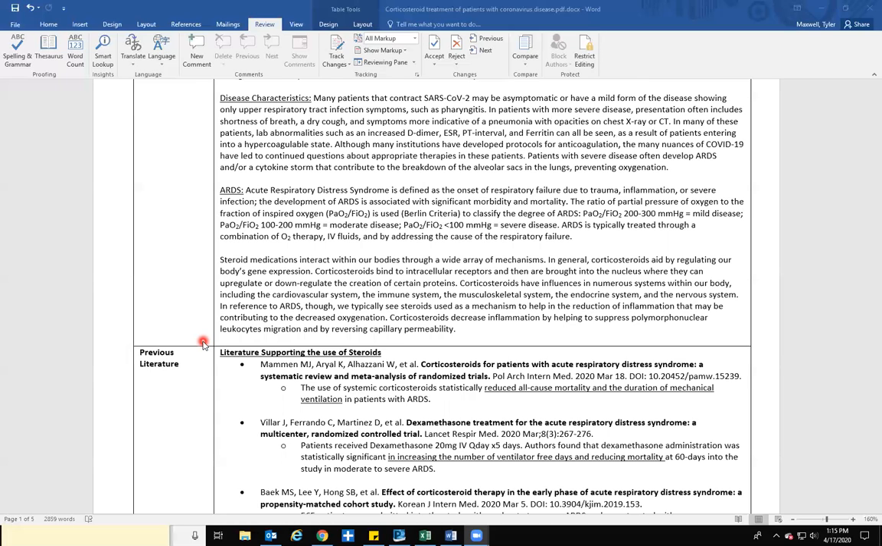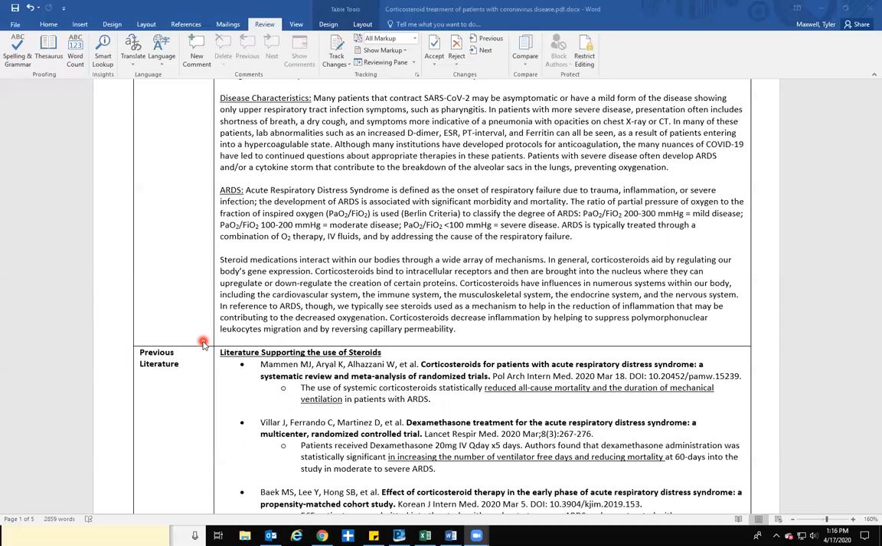They act by regulating our body's gene expression. So they bind to intracellular receptors, and then that's when they're brought into the nucleus where they can have that effect on our gene regulation. Corticosteroids have influences on so many different systems within our body: the cardiovascular system, immune system, musculoskeletal system, endocrine system, and the nervous system, just to name a few.